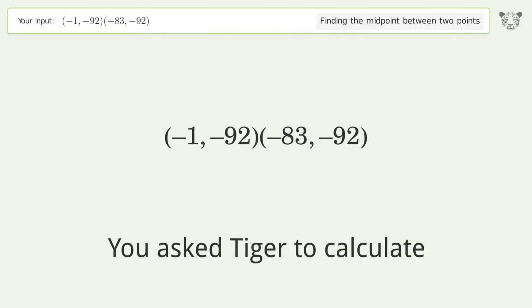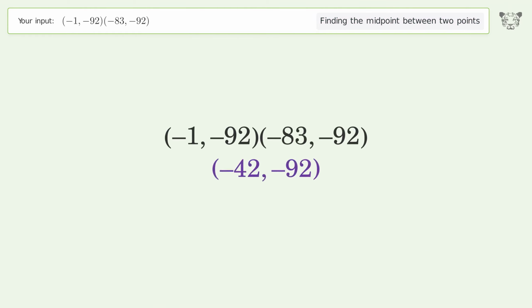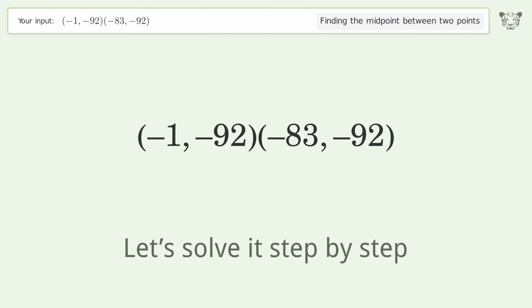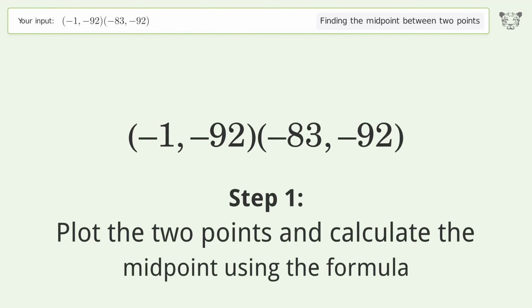You ask Tiger to calculate. This deals with finding the midpoint between 2 points. The midpoint between the 2 points is -42, -92. Let's solve it step by step. Plot the 2 points and calculate the midpoint using the formula.